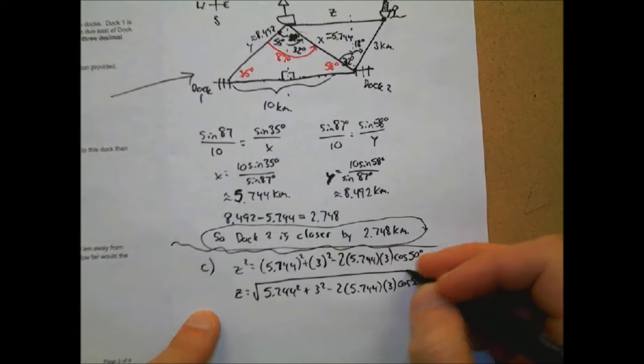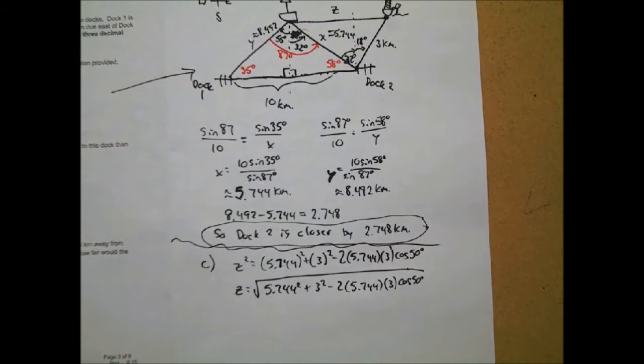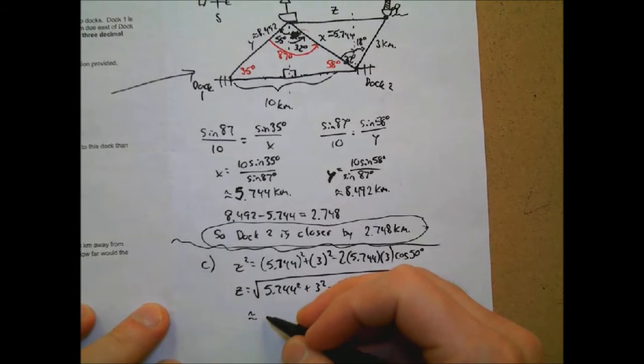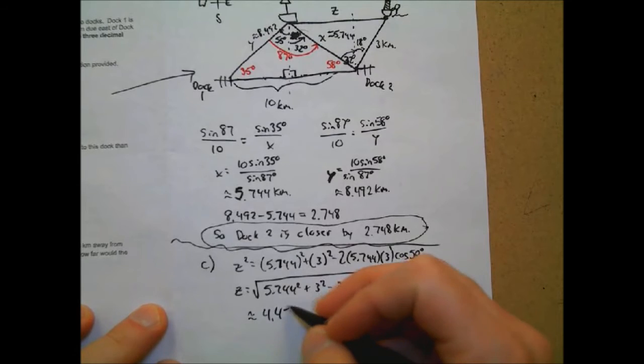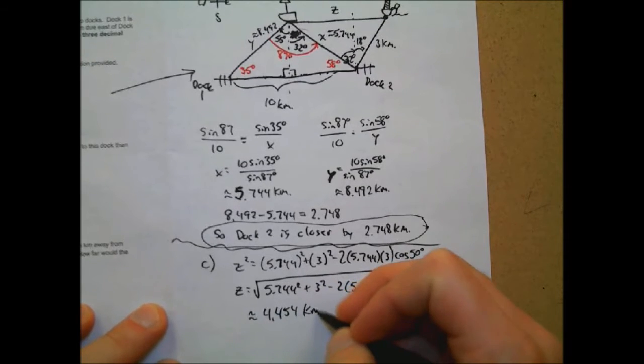Okay, so we'll type that in my calculator. I'm just going to do the whole thing at once, because why not? And the whole thing goes underneath the square root. And I get approximately 4.454 kilometers.